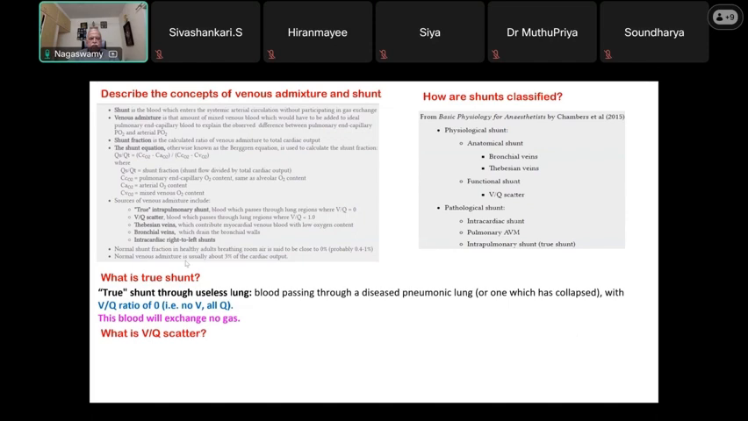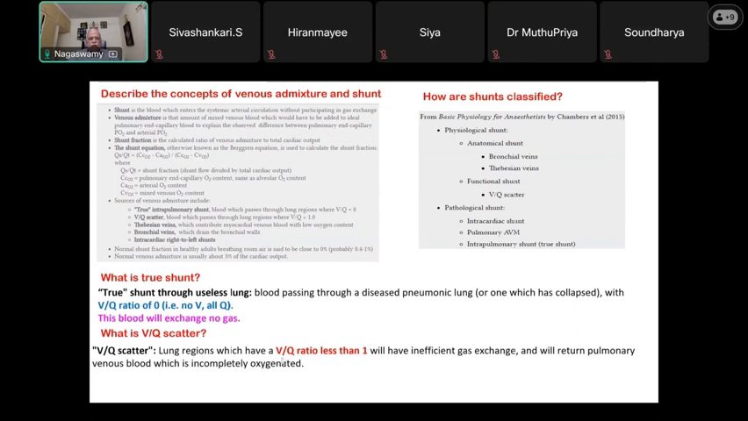And the other term, VQ scatter, is used for a lung region where the VQ ratio is less than 1, but will have sufficient gas exchange, and will return pulmonary venous blood which is incompletely oxygenated. So VQ scatter or VQ mismatch is the terminology to be used where alveoli are partially ventilated and the blood does not get fully oxygenated. It is partially or incompletely oxygenated. Then it is called VQ scatter or VQ mismatch.